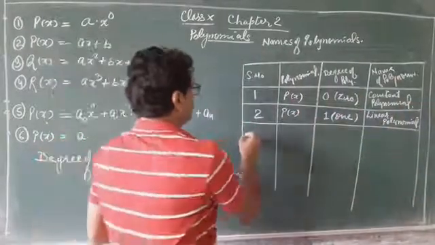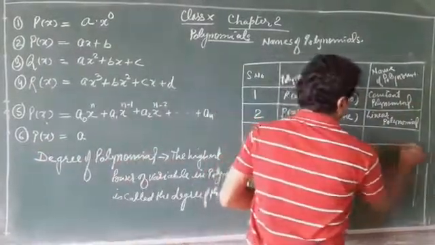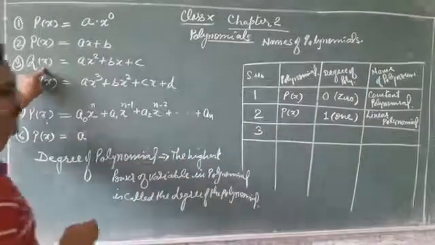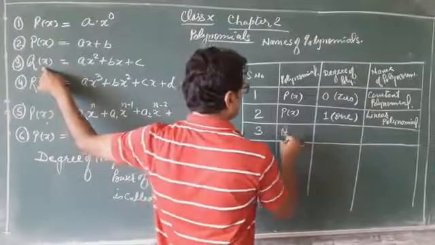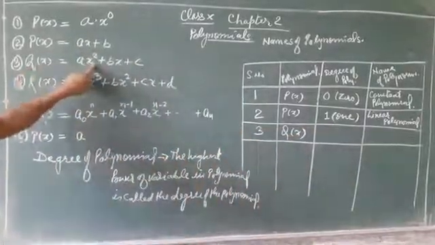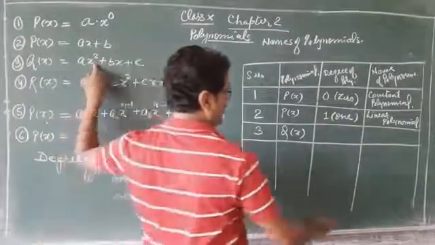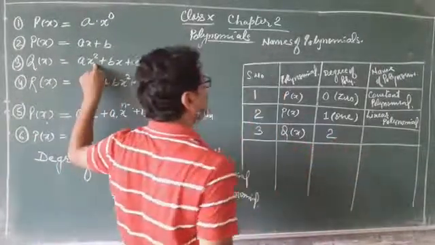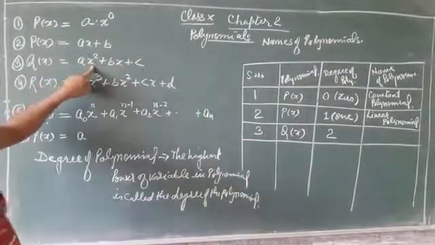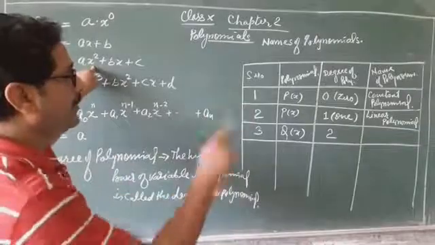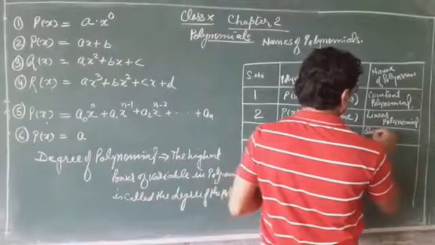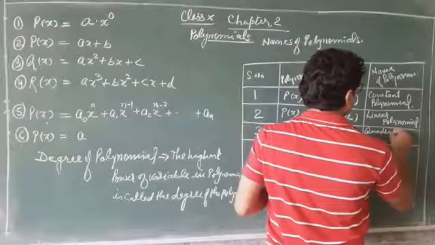The next one is third, q of x, and the degree of this polynomial is 2, because the highest power of variable is 2, so degree is 2, and the name of this polynomial is quadratic polynomial.